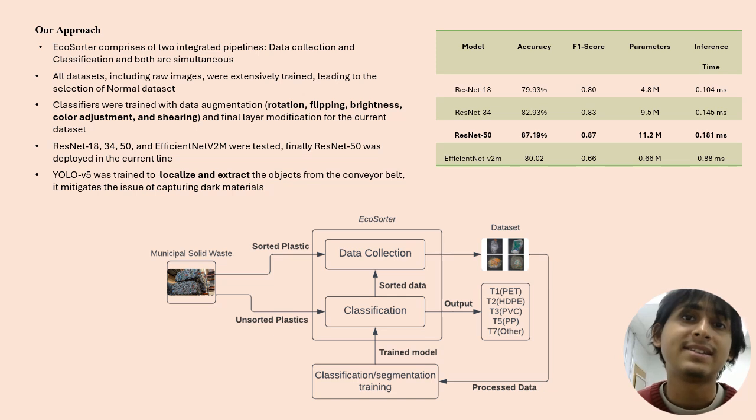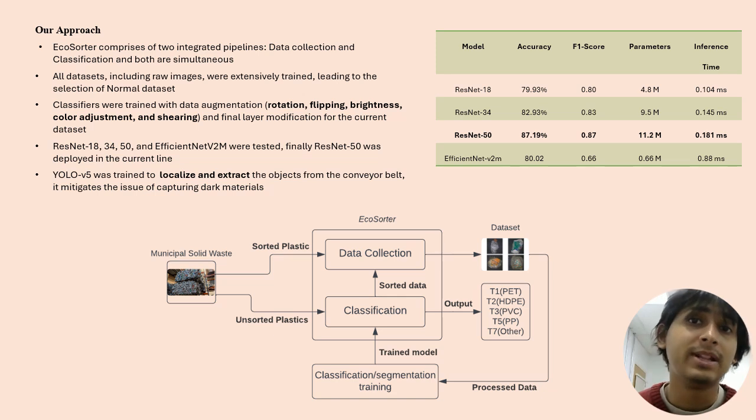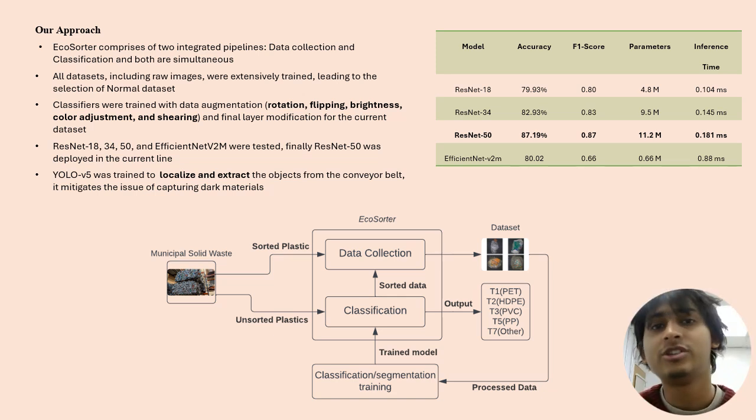The EcoSorter stands out due to its integrated pipeline, which simultaneously classifies and collects data. After collection, the data is utilized for further classifier training. The pipeline is designed to be scalable and modular, allowing for easy adjustments as needed. We trained classifiers on all dataset variations and selected the normal dataset for deployment. To ensure robust classification, we implemented targeted data augmentation for underrepresented classes.